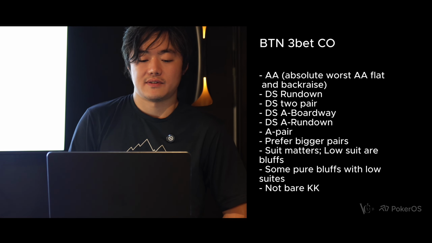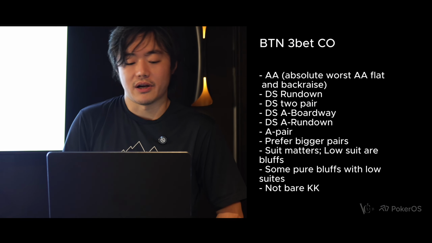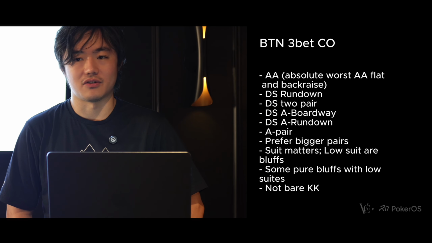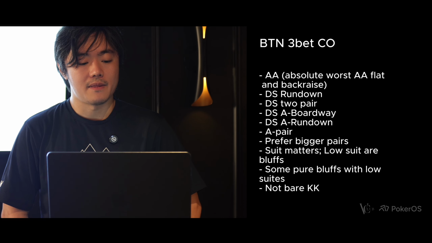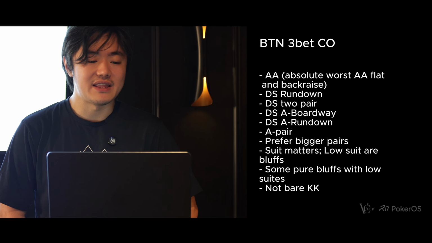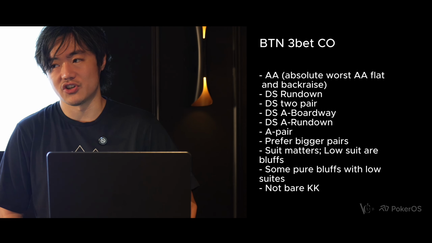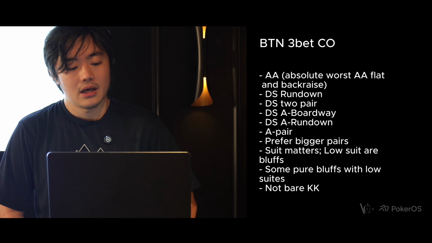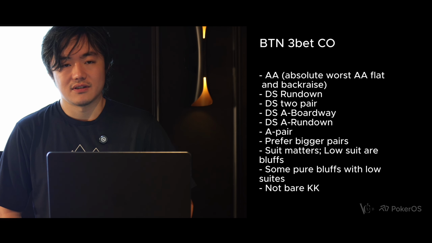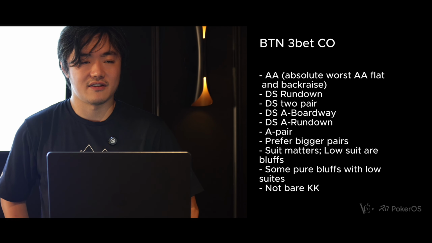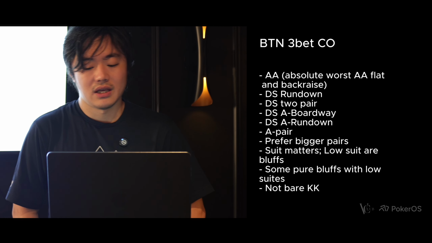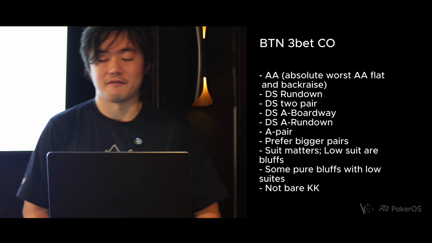Yeah, so this is the last category, ace pair. One thing to note: not bare kings. So kings are not 3-betting. There are a little bit of kings that are 3-betting actually, given that it's button 3-bet cutoff, they're late positions, they're relatively looser. But the general heuristic is kings without an ace are not the things to build a pot pre-flop. It's not that strong, and also it really doesn't like facing a 4-bet.